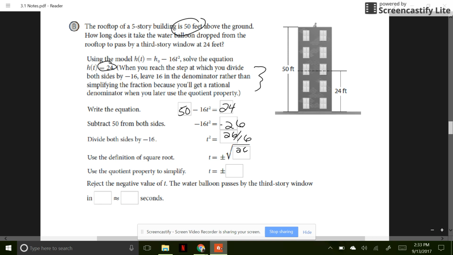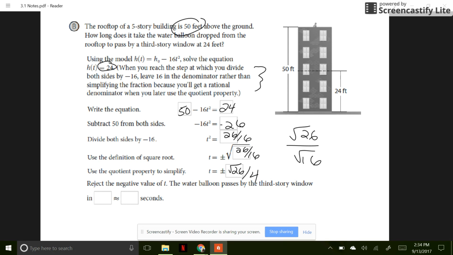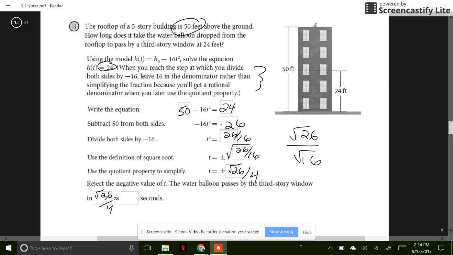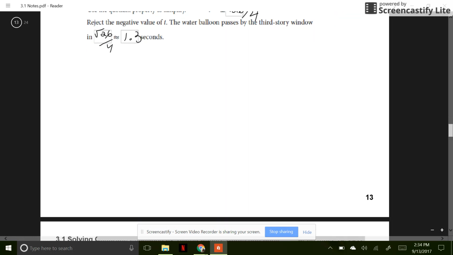So we take the square root of both sides, 26 over 16. And as we've shown before, we can break this up into root 26 over root 16. Well, we should already know that root 16 is the same thing as 4. So if we reject the negative value of t, it should pass by the window at root 26 over 4 seconds, which if you plug that into a calculator, is approximately 1.3 seconds.